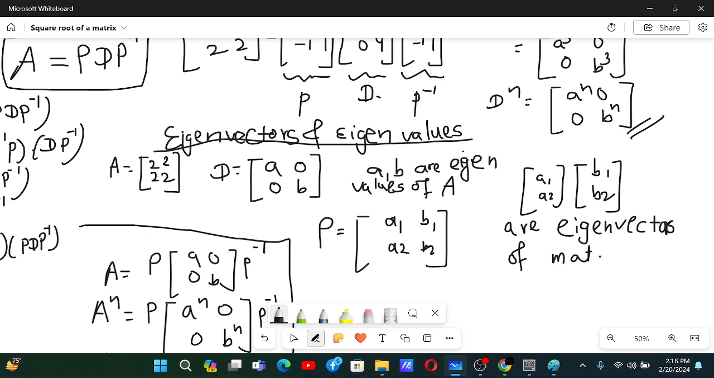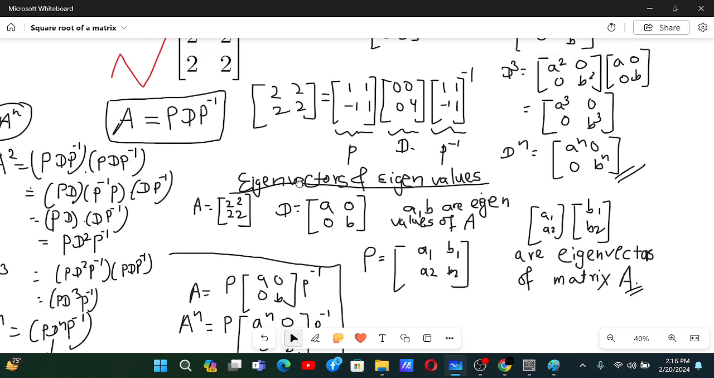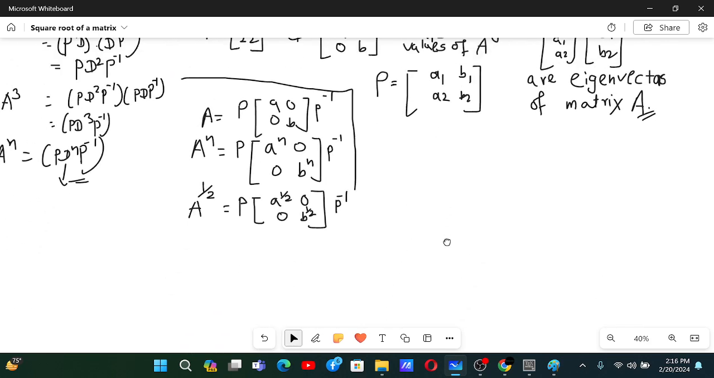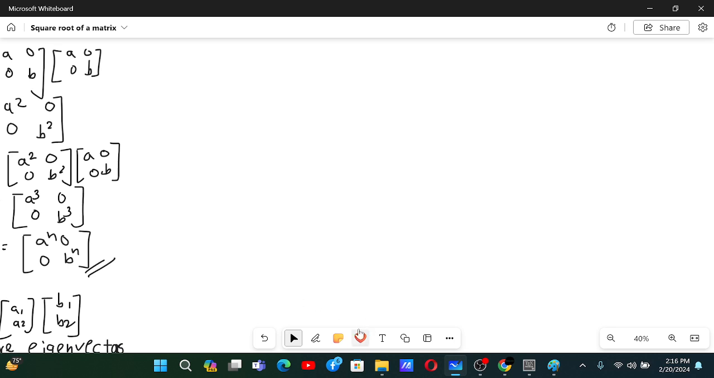Now let me show you how to find the eigenvalues and eigenvectors of matrix A. We are going to go into a whole new world of eigenvectors and eigenvalues, and after we are able to find those two things, it's really easy to find the square root, because I have already told you the basic idea. Now let me show you how to find the eigenvectors and eigenvalues of a matrix. For now, the matrix is 2, 2, 2, 2.